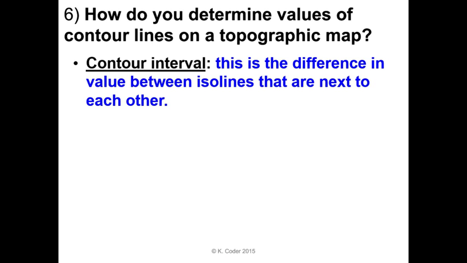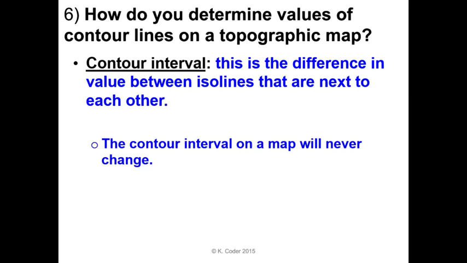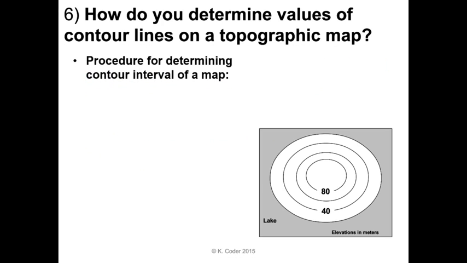Now, I talked about the contour interval before. This is the difference in values between the isolines that are next to each other. Sometimes on a map, you are provided with the contour interval, but sometimes you need to derive it on your own. This is a subtraction with a division problem. So the contour interval on a map will never change. It's a constant as we look at the map. Now, not all maps have the same contour interval.